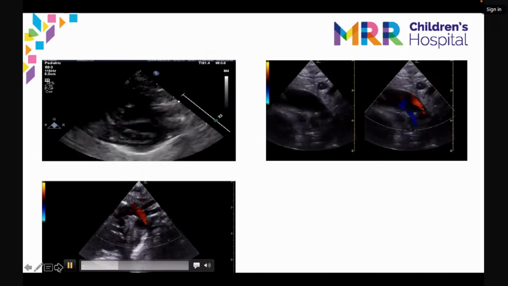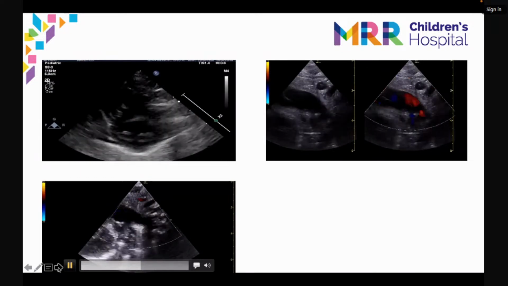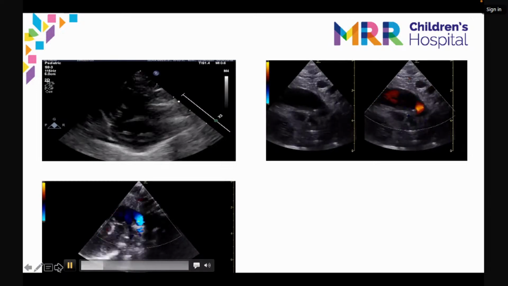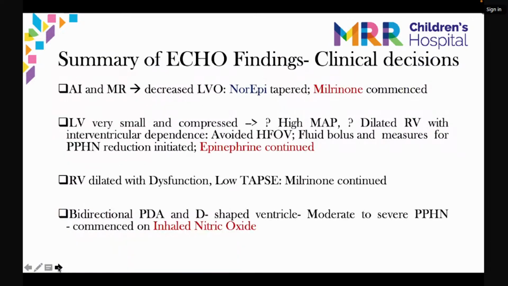So all in all, the echo findings were suggestive of severe PPHN. Sorry. All in all, the echo findings were suggestive of there was aortic insufficiency and there was an MR. There was a decreased left ventricular outflow, because of which we reduced the norepinephrine and we gave the child some afterload reducer in the form of milrinone.